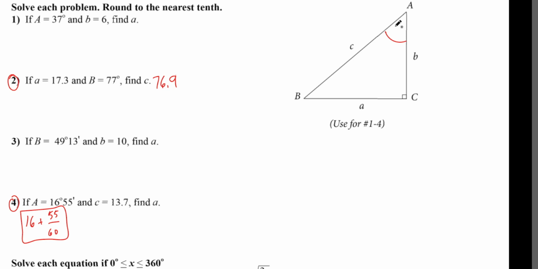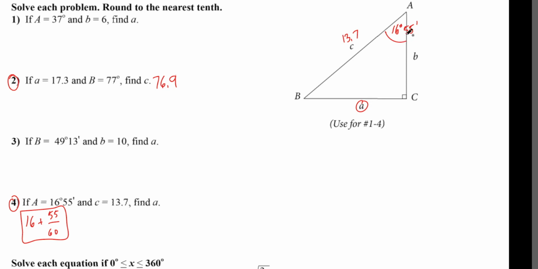So what's going to go into the calculator? Remember, this was 16 degrees. I'm going to write this as 55 minutes, okay? But when it's ready to put in the calculator, then I'm going to put it in like that. Everybody okay with that? All right. What else do they tell you? C is 13.7, so they tell you the hypotenuse, and they want you to find A.